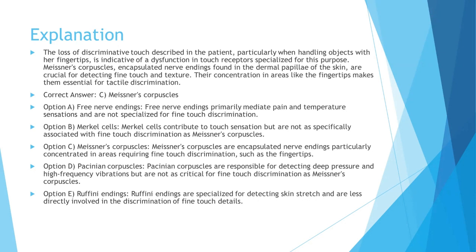Free nerve endings primarily mediate pain and temperature sensations and are not specialized for fine touch discrimination. The Merkel cells contribute to touch sensation but are not as specifically associated with fine touch discrimination as Meissner's corpuscles. The Meissner's corpuscles are encapsulated nerve endings, particularly concentrated in areas requiring fine touch discrimination, such as the fingertips. Pacinian corpuscles are responsible for detecting deep pressure and high frequency vibrations. Ruffini endings detect skin stretch.